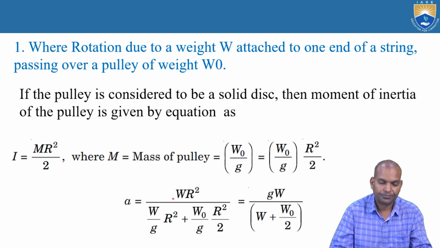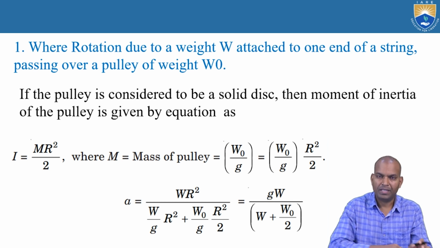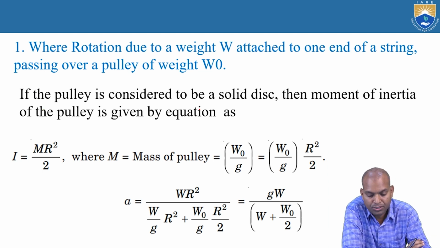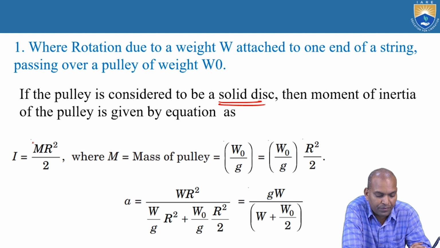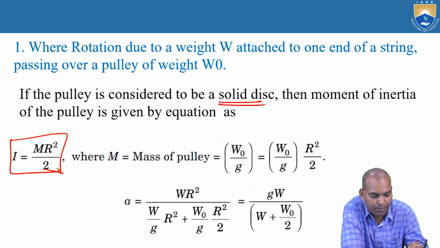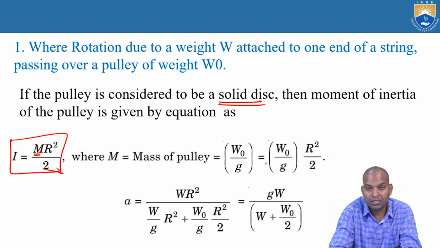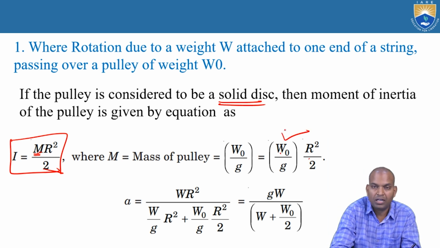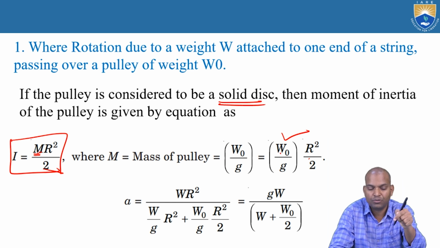Now what about I? I is the mass moment of inertia. It is not the area moment of inertia. If the pulley is considered to be a solid disc, the moment of inertia I equal to mr square by 2. Substitute that, where m is the mass of the pulley, that is W naught by g. Then I becomes, in terms of W naught, W naught by g times r square by 2. Substitute this in the place of the mass moment of inertia.